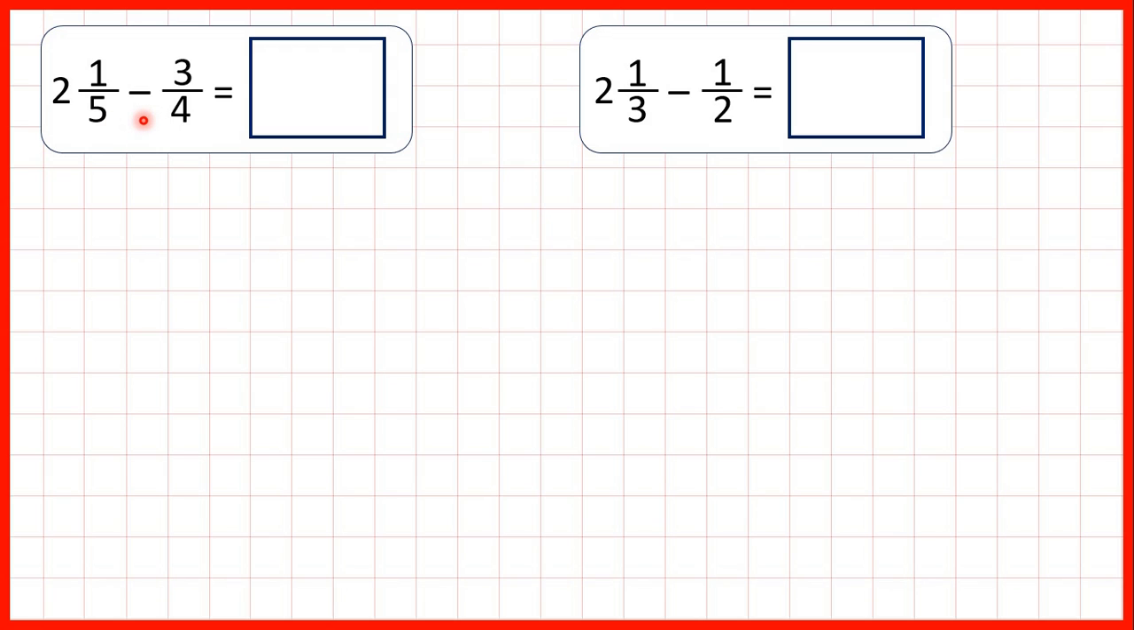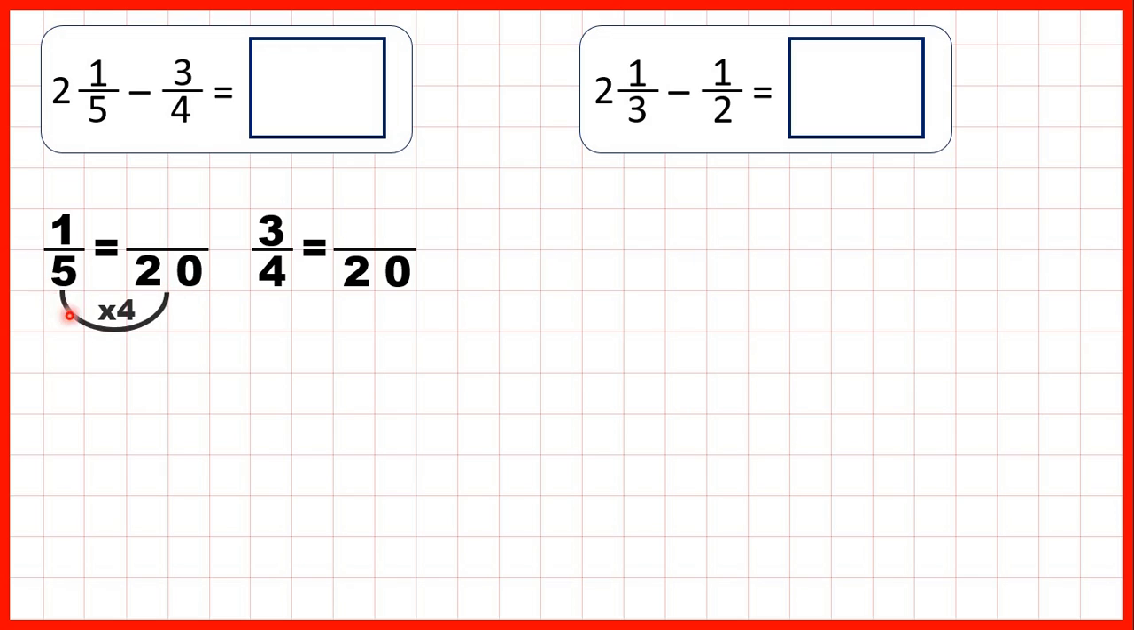Now the lowest common multiple of 5 and 4 is 20. 20 is in both the 5 and the 4 times tables, so we can find equivalent fractions to 1/5 and 3/4 which have a denominator of 20. 5 times 4 is 20, so we do the same to the numerator, and 1 times 4 is 4. Now 4 times 5 is 20, and 3 times 5 is 15.